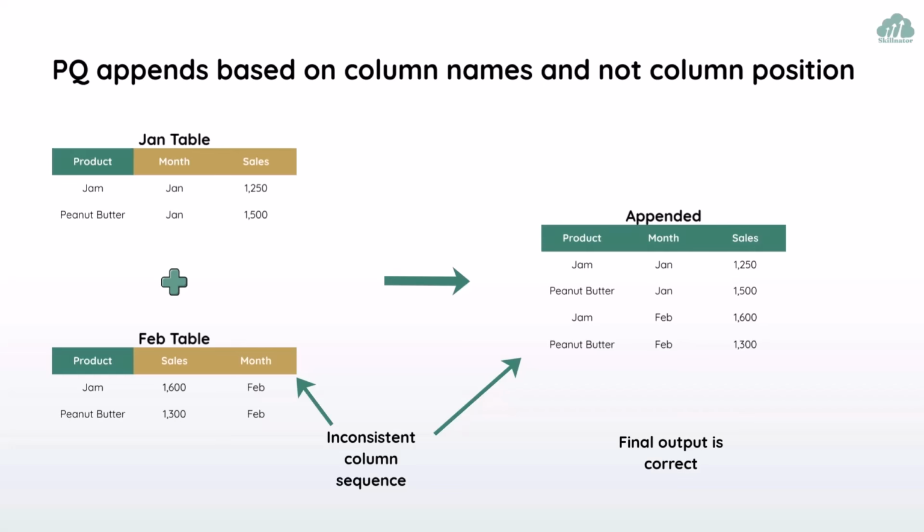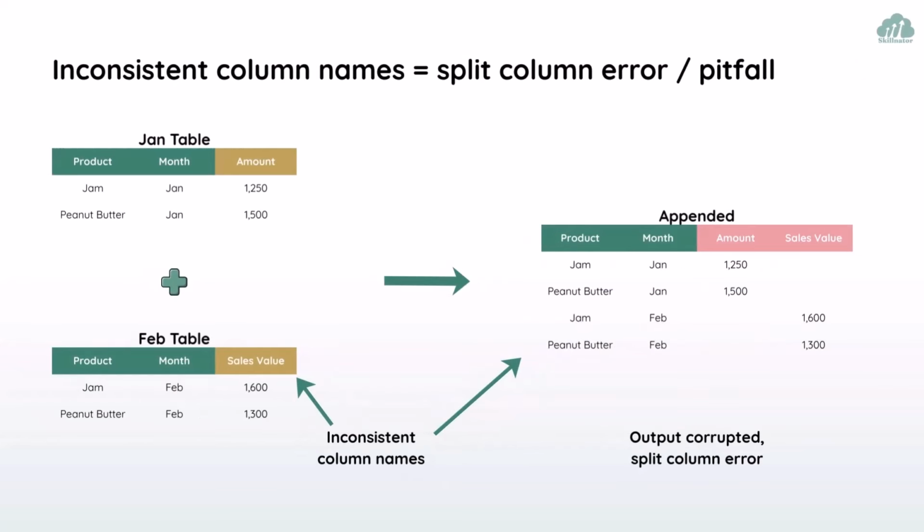But if the column names are different, it can lead to two types of pitfalls. First is the split column pitfall. For example, in the January file, the sales column is called amount, but in the February file, it's called sales value. When we append these tables, Power Query will treat them as two different columns. And in the consolidated table, we will have an amount column as well as the sales value column. The January rows will have the values under the amount column and blanks under the sales value. February rows will have the values under the sales value and blanks under the amount. This creates a broken, inconsistent output and can make your final reports inaccurate.